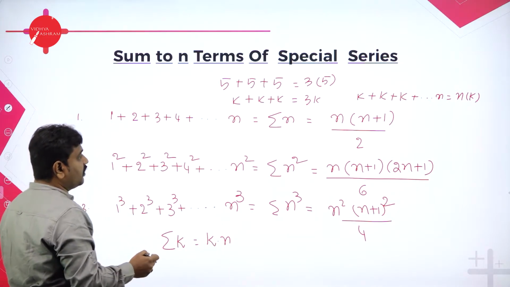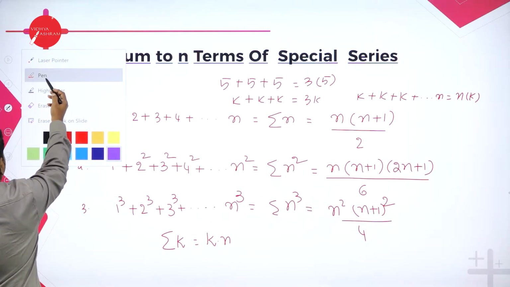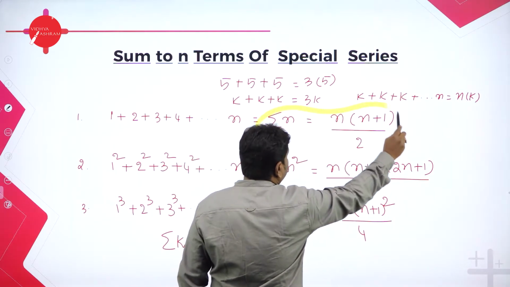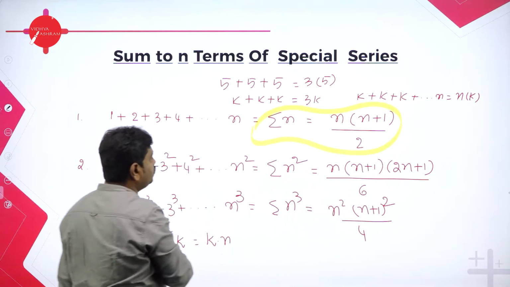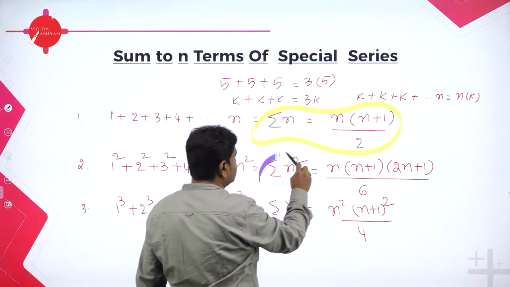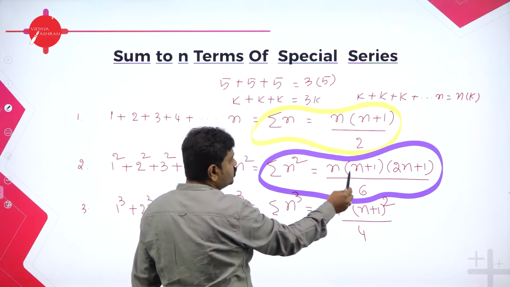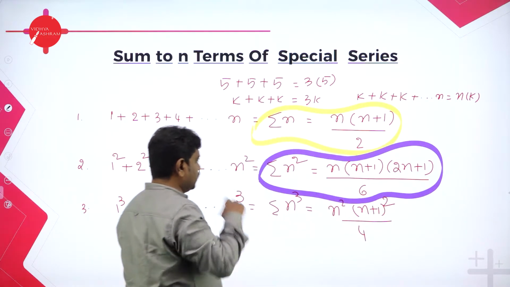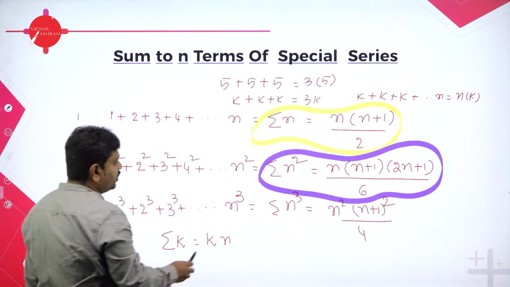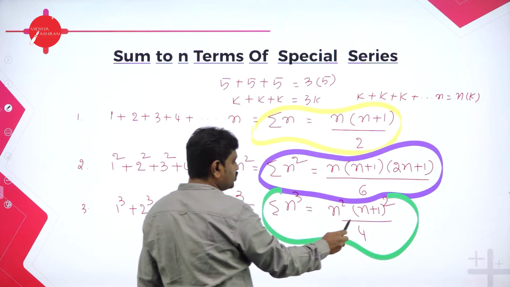So these are the formats you should be thorough with. We call them special series. What are the special series you should remember? Sigma n. What is sigma n? N into n plus 1 by 2. And then you should know the other one, that is sigma n square. What is sigma n square? Sigma n square is n into n plus 1 into 2n plus 1 by 6. Then the last but important, that is sigma n cube. What is sigma n cube? That is n square into n plus 1 the whole square by 4.